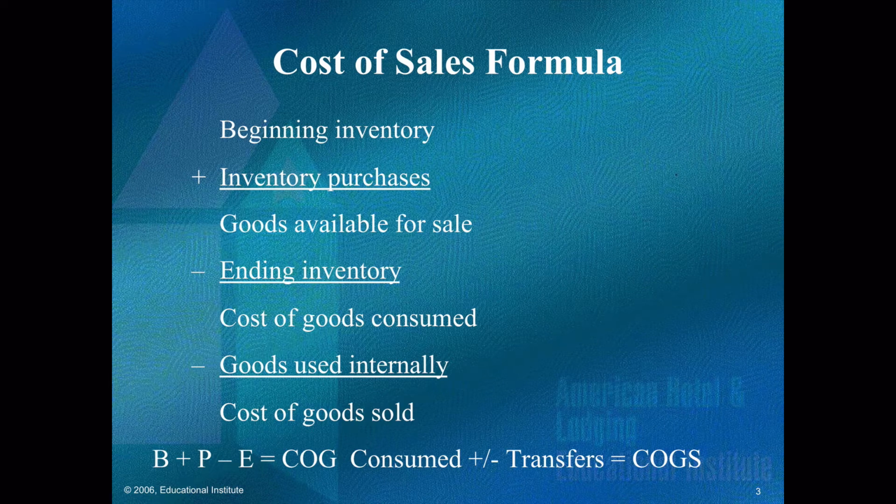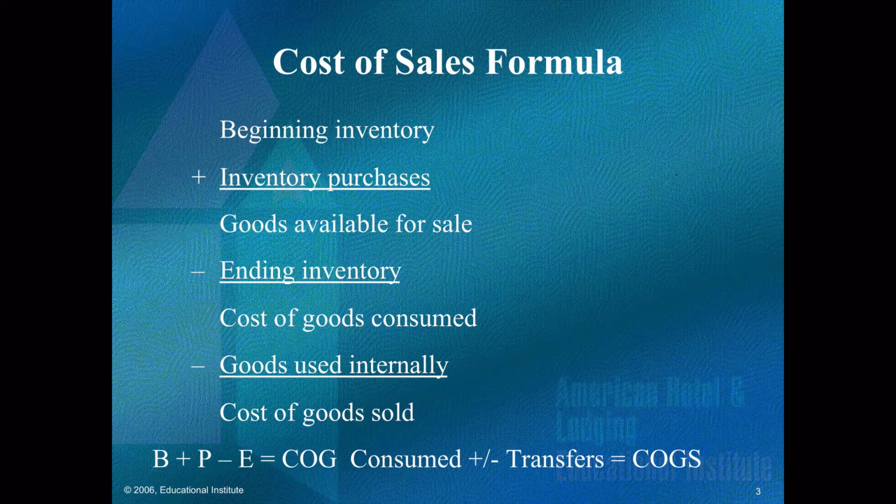Now this should be a review for you all as far as calculating cost of sales. Hotel rooms don't have cost of sales, but food and beverage both have cost of sales, and so may other departments. So what we do is we take beginning inventory and we add our purchases for the period, and then we subtract out our ending inventory, and that gives us the cost of goods consumed or used. And then we add or subtract out transfers, and that gives us cost of goods sold.